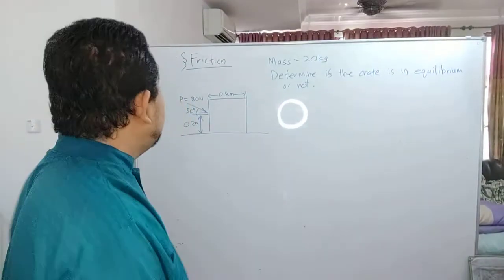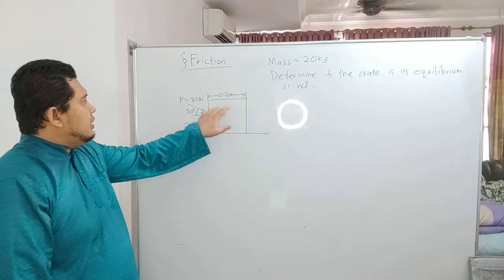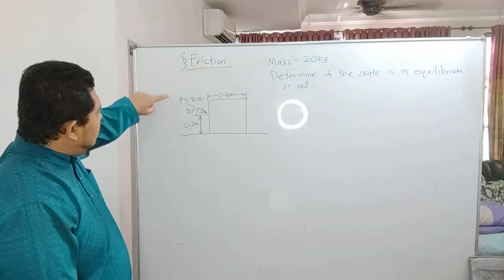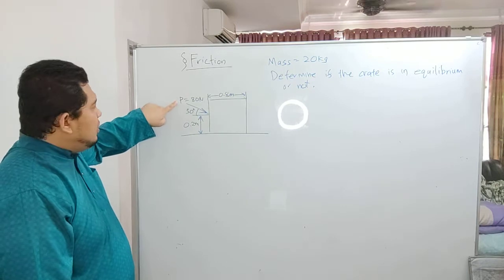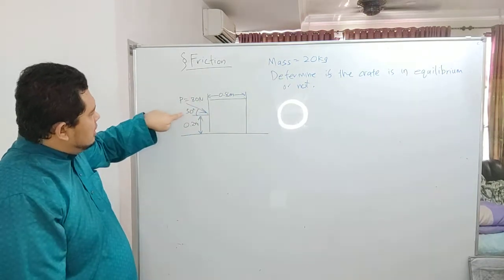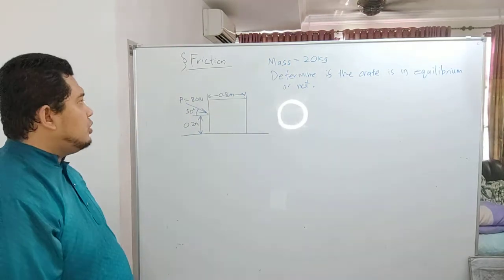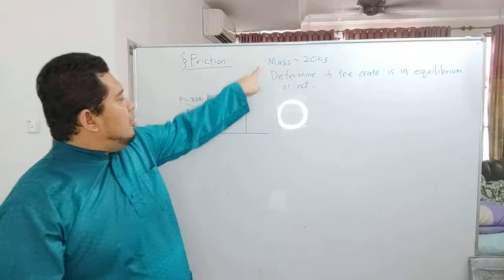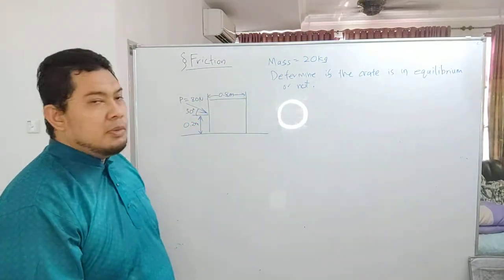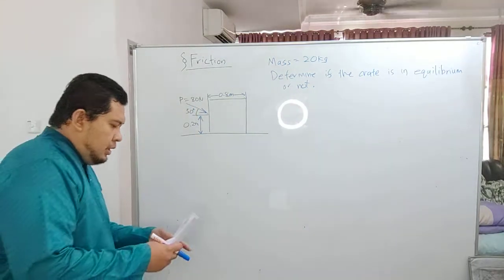Here's an example. Consider this crate over here having a distance of 0.8 meters, and then the load applied P, which is 80 Newton, applied 30 degrees from horizontal, with a height of 0.2. So if the mass of this crate is 20 kilogram, determine if the crate is in equilibrium or not. In other words, whether this crate is moving or not.